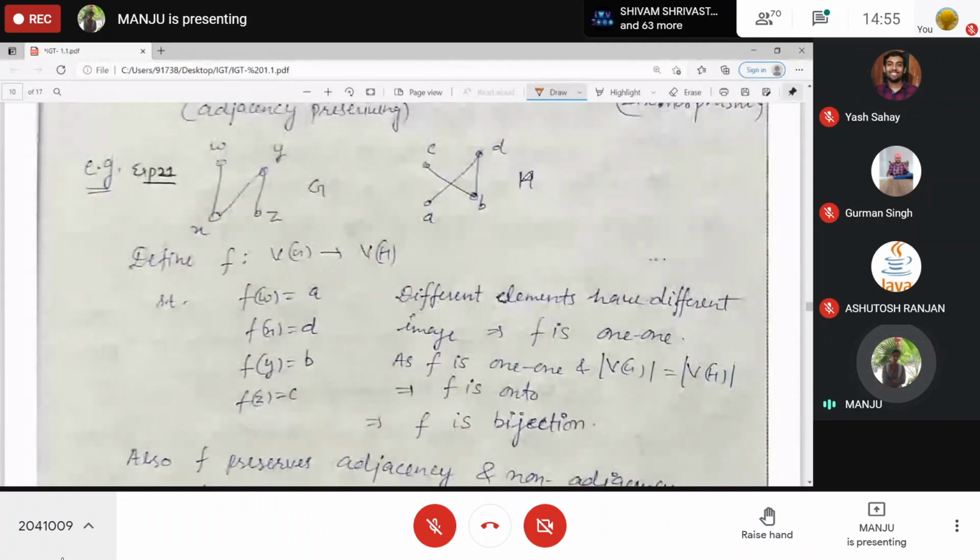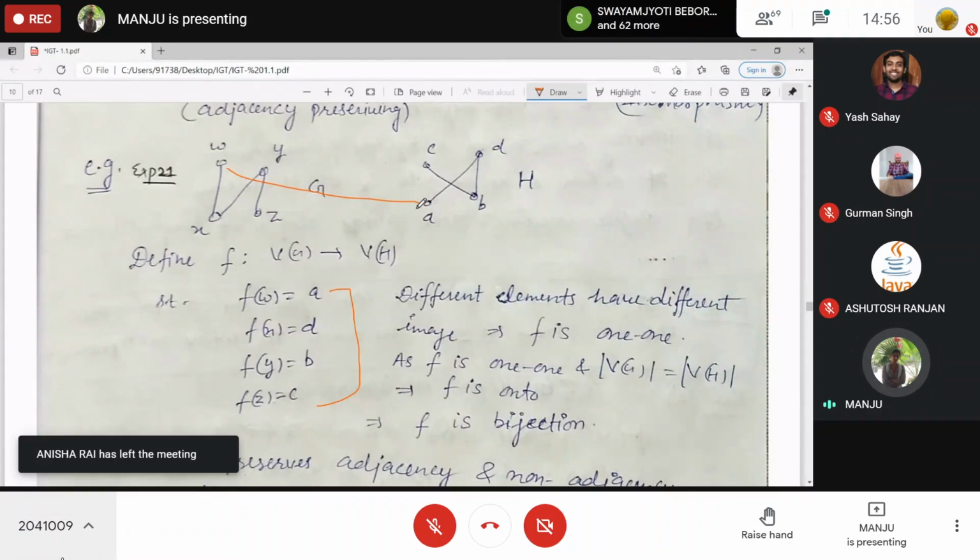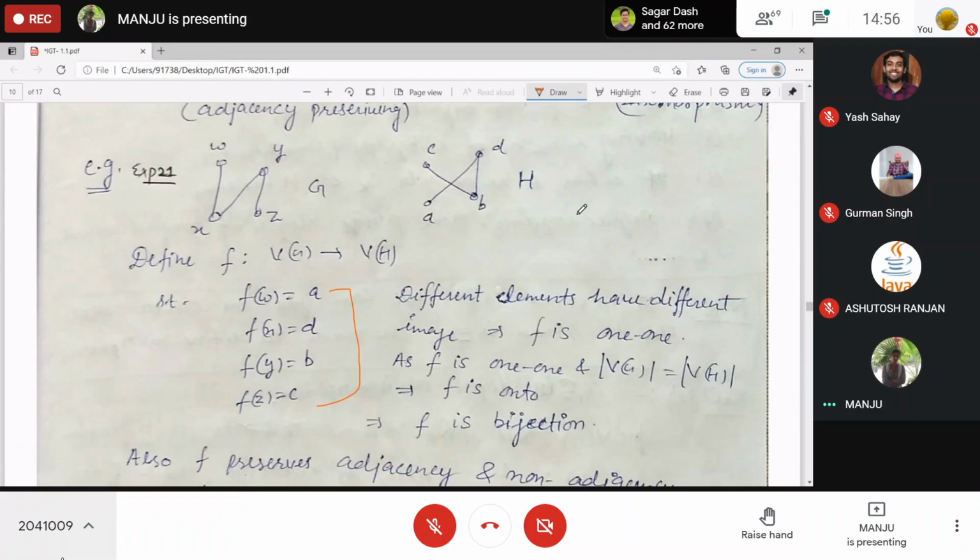Yeah, the same thing I have just proved here. This is P4, and here I just take W goes to A, X goes to D, Y corresponding to B, Z corresponding to A. Can you give me the other one, which will become the isomorphism? W corresponds to C, X corresponds to B, Y corresponds to D, and Z corresponds to A. Yes.